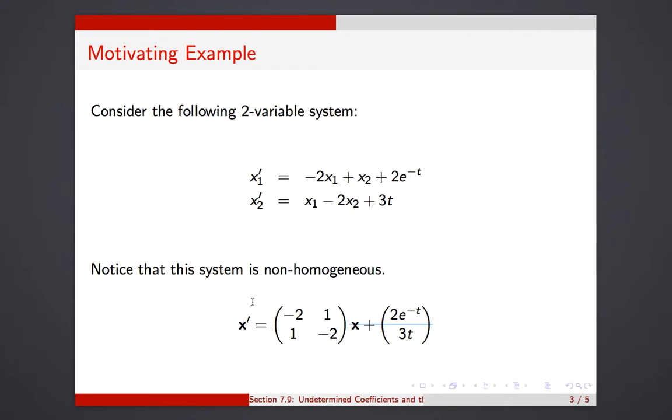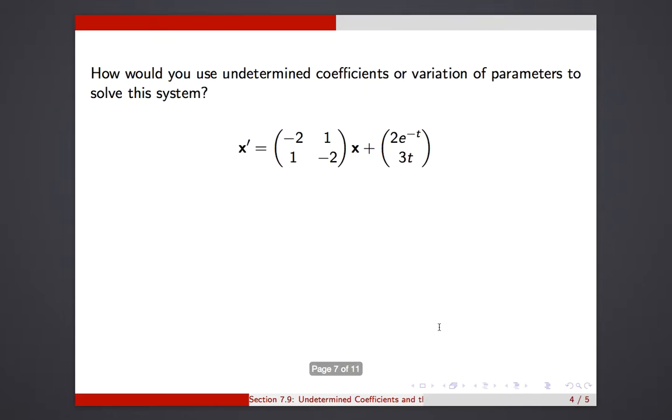So now we want to solve systems that look like this: vector prime equals matrix times vector, but then plus a column vector that has t's in it. Before we were doing x prime equals matrix x plus the 0 vector, if you like. And now we've replaced the 0 vector with stuff with t's in it.